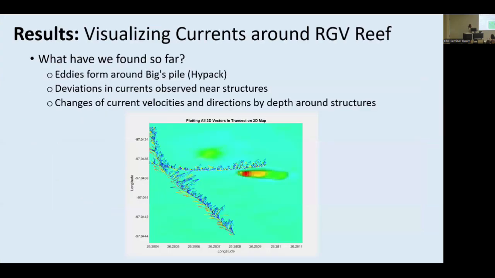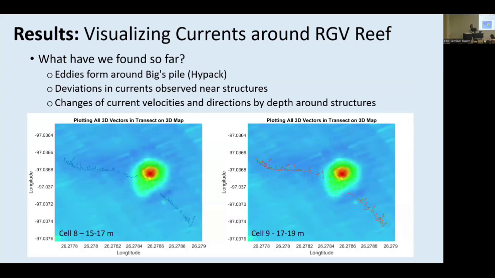Just briefly to touch on some of our results so far, we are able to visualize these currents around the RGB reef, and we have been able to see eddies form around Biggs Pile using HiPack, like the image I showed before. And we can also see deviations in currents observed near these structures. So this is a boat. It's kind of hard to tell, but here we're getting higher current velocities and then they start to slow down. So that's just one example of that.